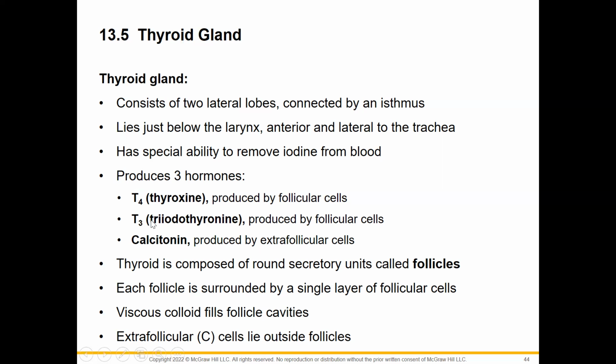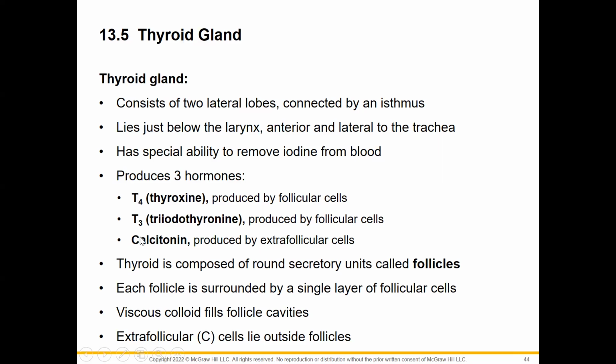So T3, triiodo. Iodo is basically the shortened medical term for iodine. Tri, of course, we know that means three. So this molecule has three iodines attached. In order to make these two thyroid hormones, the thyroid needs to be able to remove some of that iodine from the blood to produce this product. T3, three iodines. So hopefully you guessed T4 has four iodines.